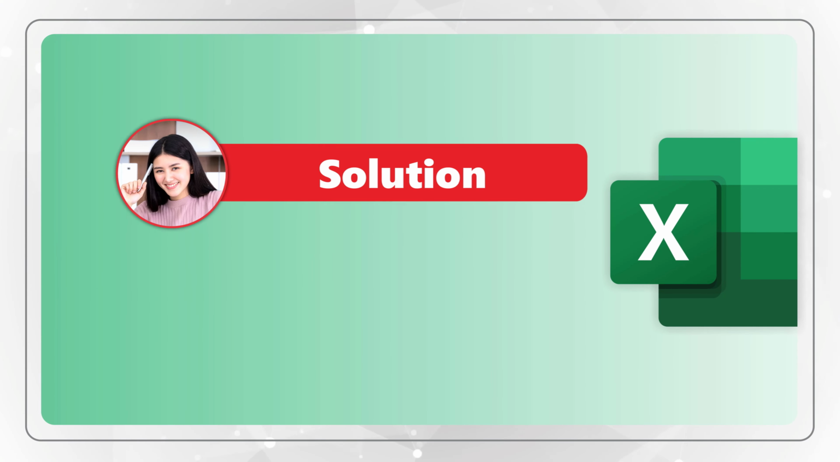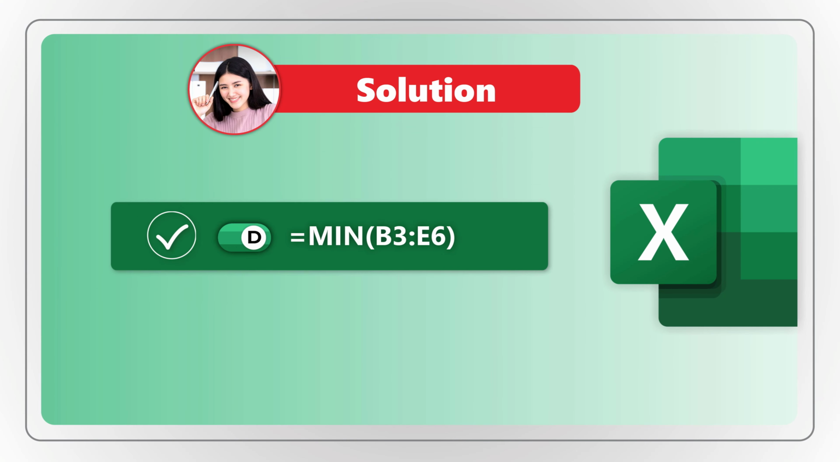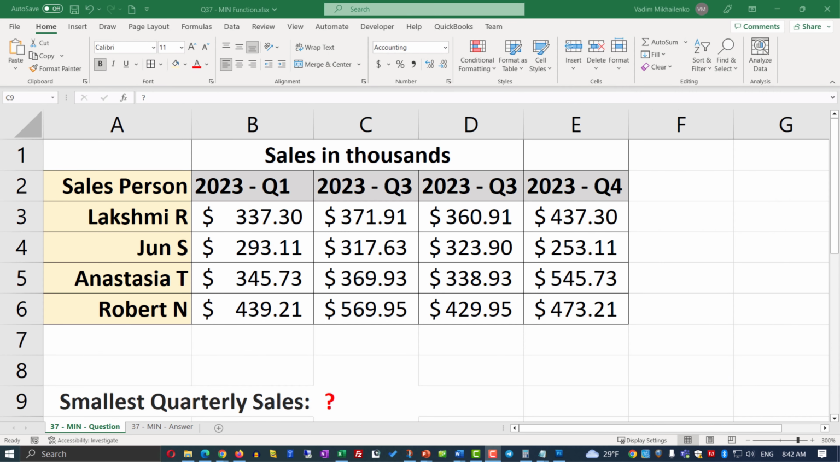I believe the correct answer here is choice D, using the MIN function and then in parentheses supplying the argument B3 through E6. To understand the answer, let's look at the data.